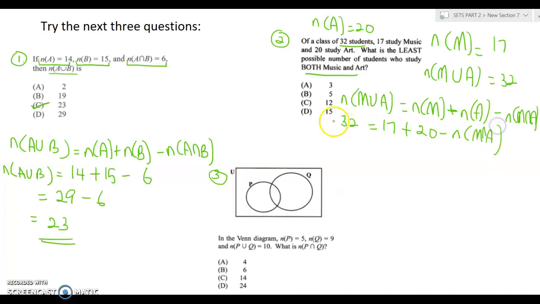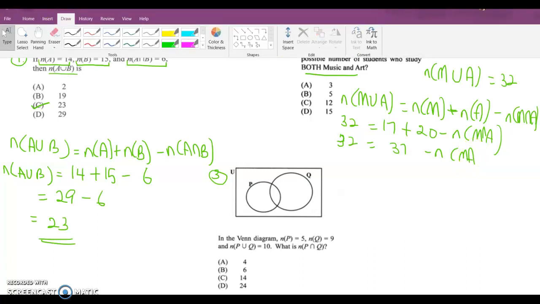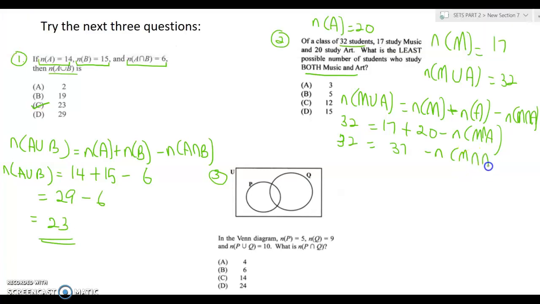Oops, I left out the intersection sign. So this is really 32 is equal to 37, minus the intersection. I keep on leaving out that intersection sign. Don't leave it out. So essentially our answer for the intersection will be 37 minus 32, which comes to option B.